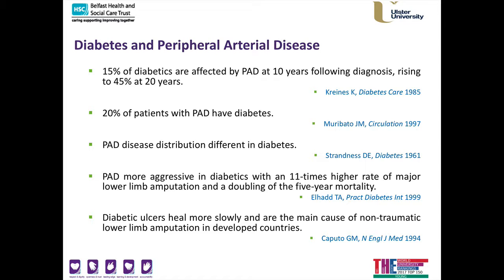Diabetic patients often have infrageniculate disease, which is disease affecting the runoff vessels below the knee, and peripheral arterial disease is a lot more aggressive, it's more difficult to treat, has a higher risk of lower limb amputations, and diabetic ulcers are simply a nightmare to treat and to maintain full healing without amputation.